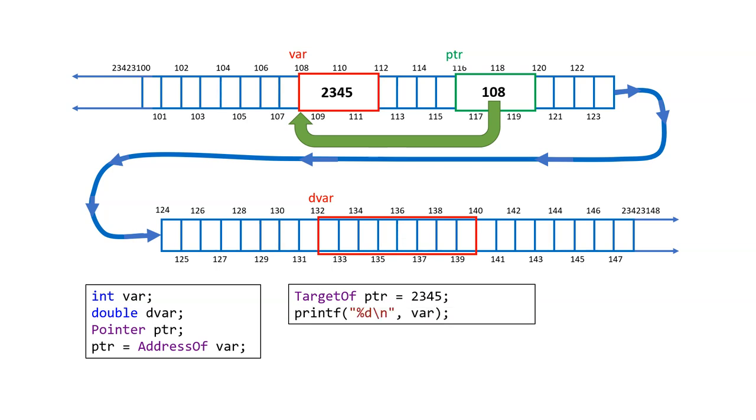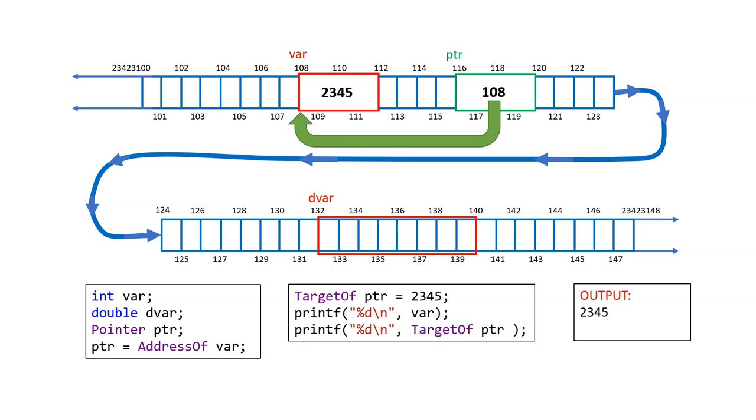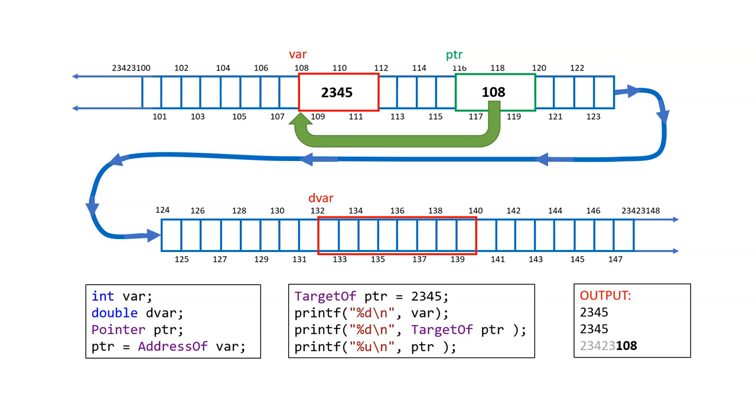So if I actually print the variable, the output of that would be 2345. Right? It's going to actually print the variable. And if I print the target of PTR, the outcome, again, will be 2345. It doesn't make any difference. But if I print the PTR itself, then it's going to actually print the address for me, where that variable is sitting in.